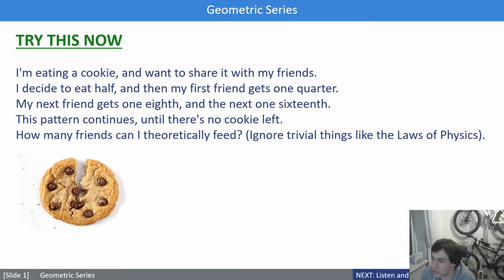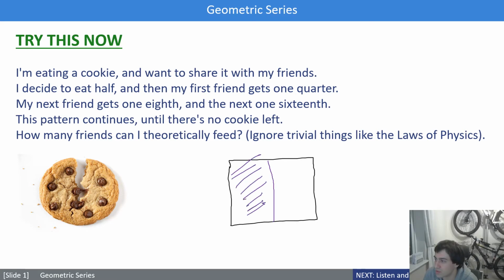So the visualization for this I think is quite nice. If you just imagine your cookie as effectively being a square, then when I give away that half, I've effectively done this. I've done a half, and then a quarter, I've eaten or given away that much. And then an eighth is this. And then a sixteenth is this. So that is to say, this box here is 1/16 the area of the original box.